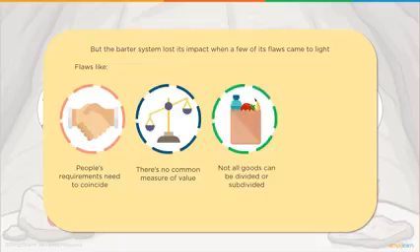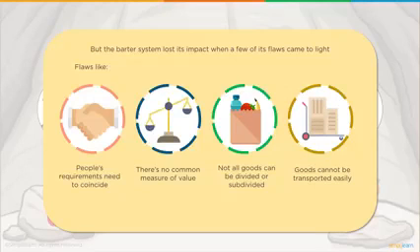Not all goods can be divided or subdivided. For example, you can't divide a live animal into different smaller units. The goods cannot be transported easily. Unlike how modern currency fits in your wallet or your mobile phone, the goods that you own cannot be taken with you everywhere you go.